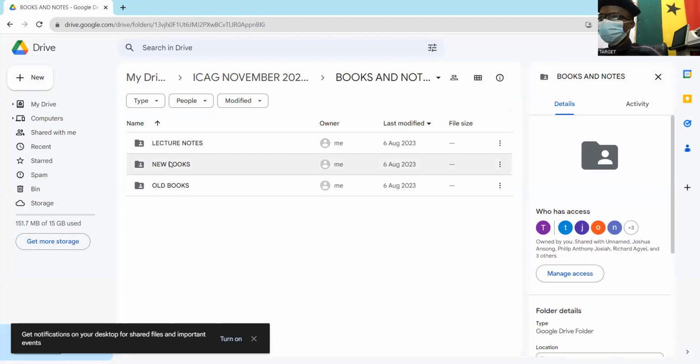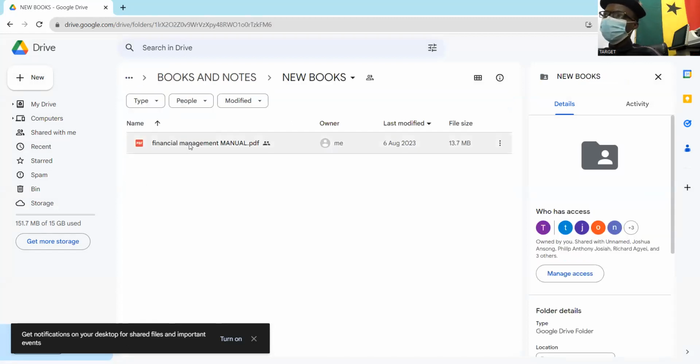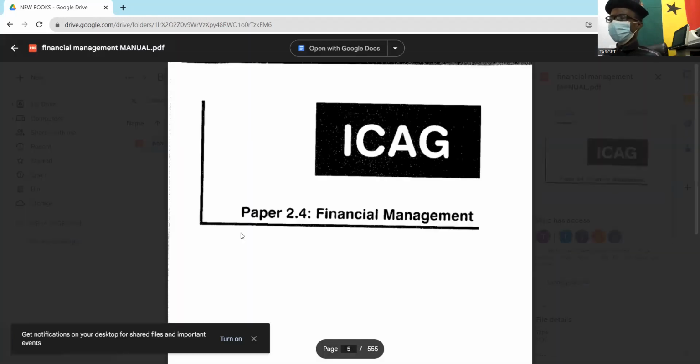Now let's go to the new books. I have the ICA manual. This is the ICA manual, the new book. It's also here.